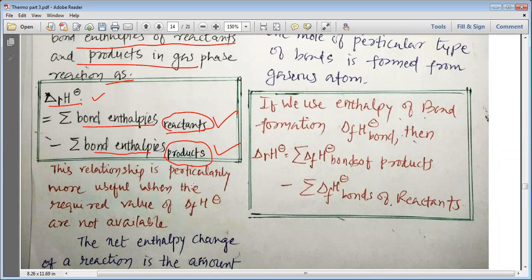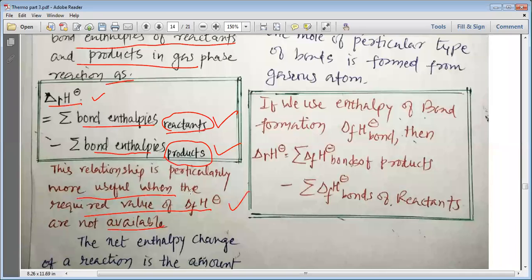This relationship is particularly more useful when the required values of enthalpies of formation are not available. So when the enthalpies of formation are not available, we use the enthalpies which are known as the bond enthalpies. So please remember, bond enthalpies are the enthalpies which are required to break the bond. So break the bond, that means first we take reactants and then we subtract the bond enthalpies of products from them.